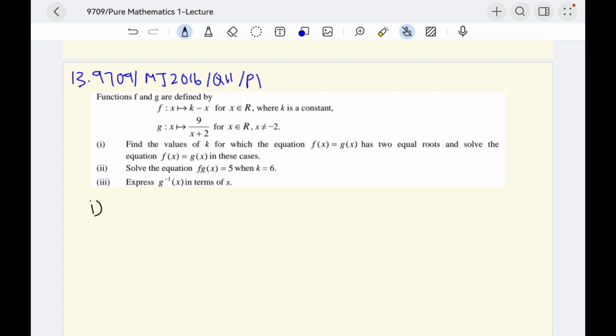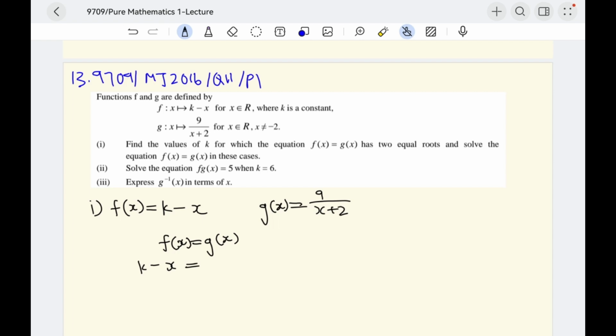Given that function f of x equals k minus x, this is a linear function, whereas g is likely a reciprocal function. But why does the question mention that this equation has two equal roots? Let's discover right now. Firstly, you need to equate fx to gx first. Write out all the expressions of the functions.